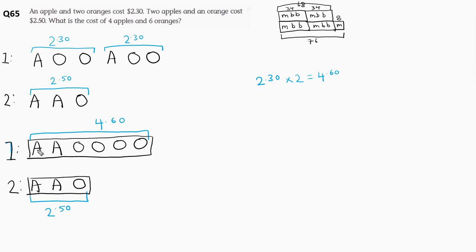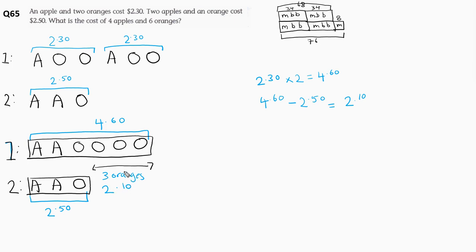All right. And these two parts, these are equal, that's equal to that, that's equal to that, that's equal to that. And what's this difference? Well, this difference, what is it? The difference is 3 oranges. And we also have a value difference. What's the difference between 4.60 and we take away 2.50? Okay. That gives us 2.10.